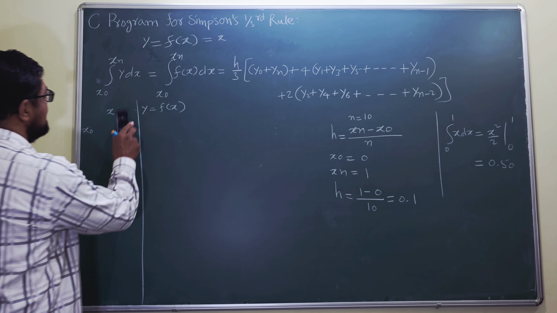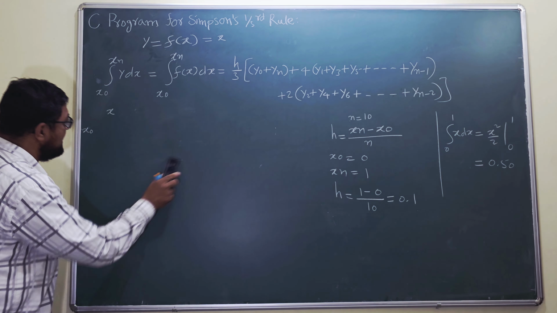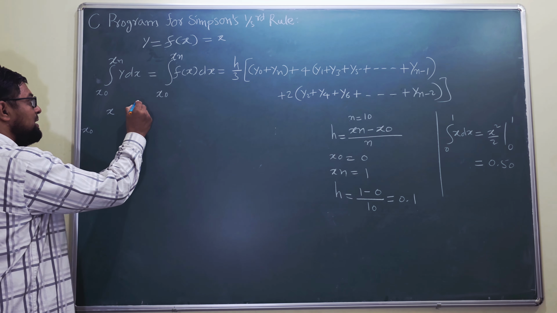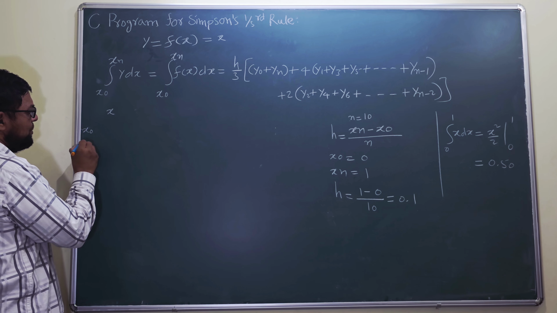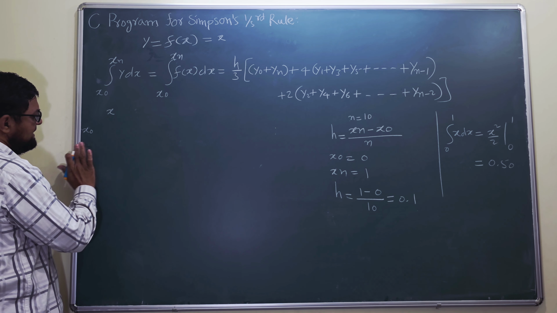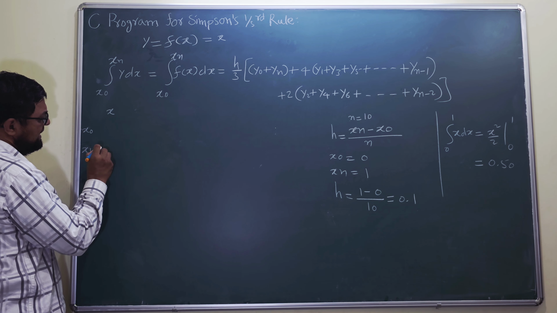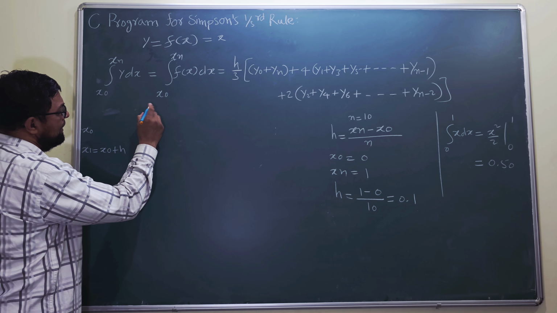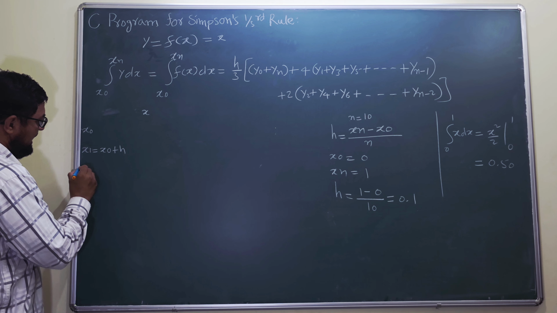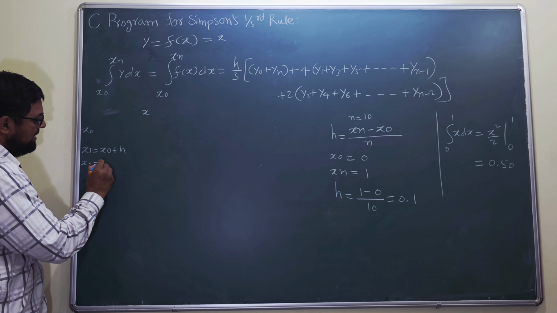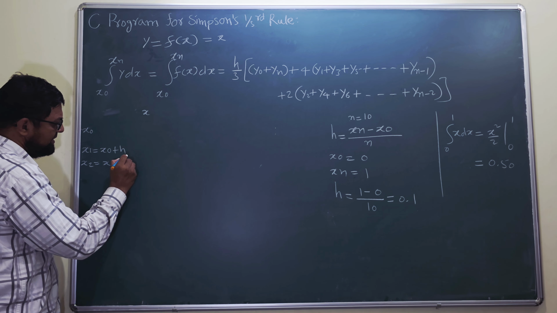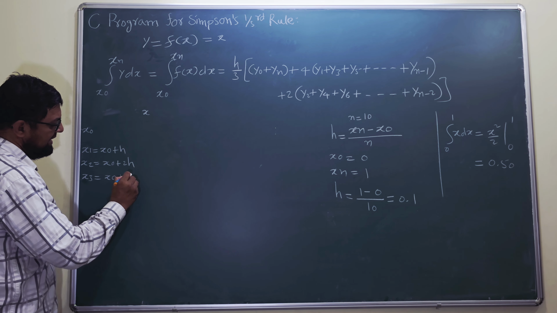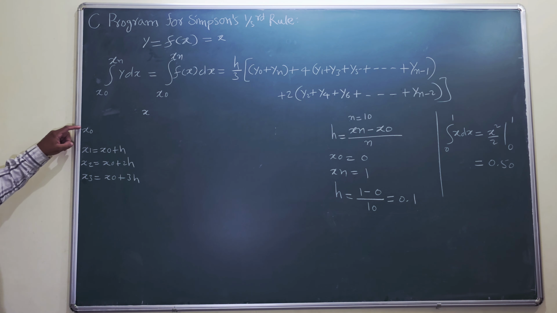Okay, now using this we will find out all these higher values over here. I will make slight space here so that we can write down all these things nicely. So this will be x0. Then we have next is x1. x1 is nothing but x0 plus h. Then we have x2, which is nothing but x0 plus 2 times h. Then we have x3, which is x0 plus 3 times h.